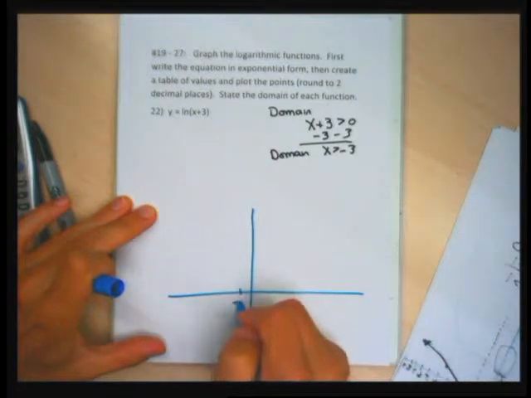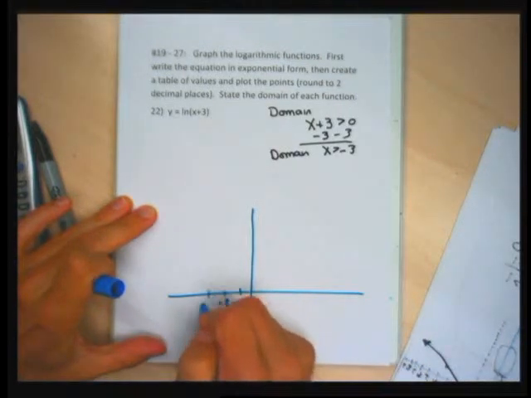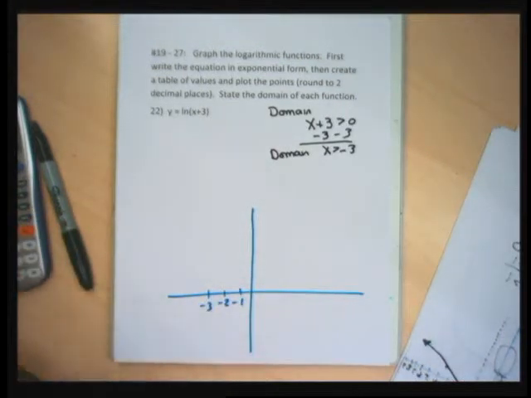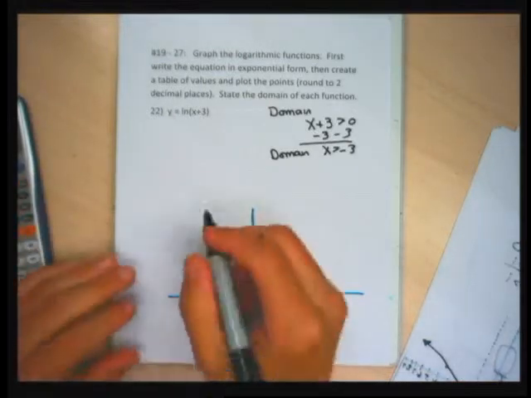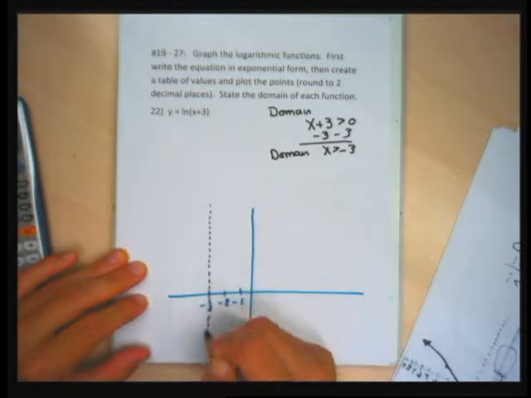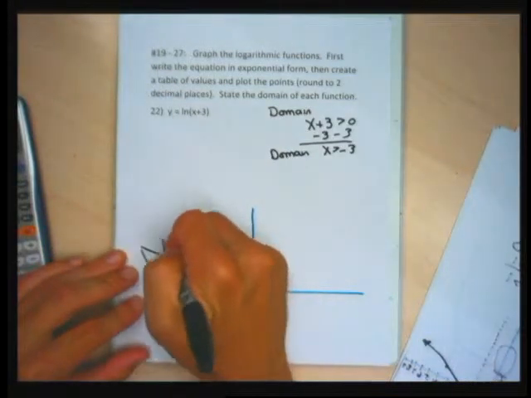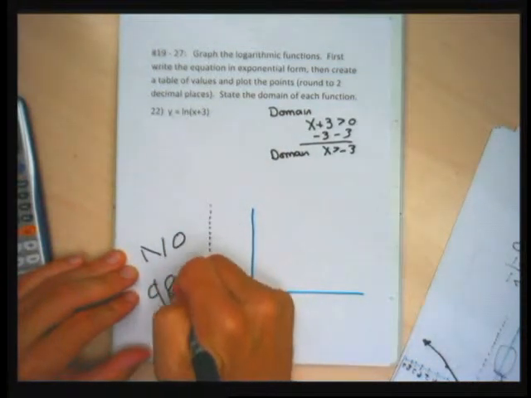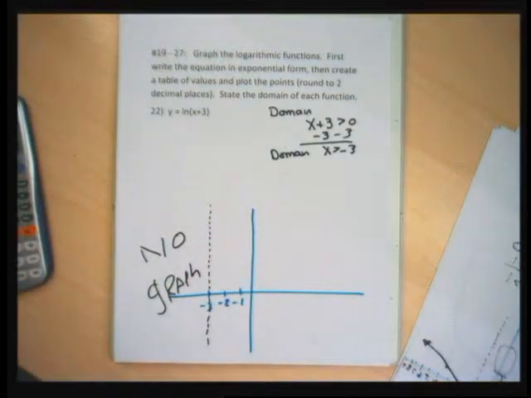I'm going to find -3 on the x-axis, and greater than -3 means to go to the right. So this is really a classic logarithm graph. There's going to be no graph to the left of that dashed line.